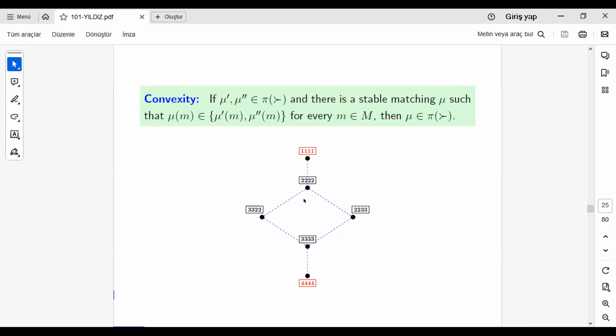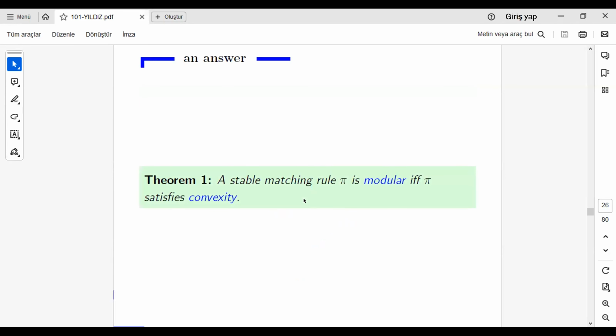Also, for example, it's possible that a stable matching rule may pick up the top one and the bottom one. There is no matching where every man gets either his first best or fourth best. So convexity holds again vacuously. In other words, this condition is not imposing.